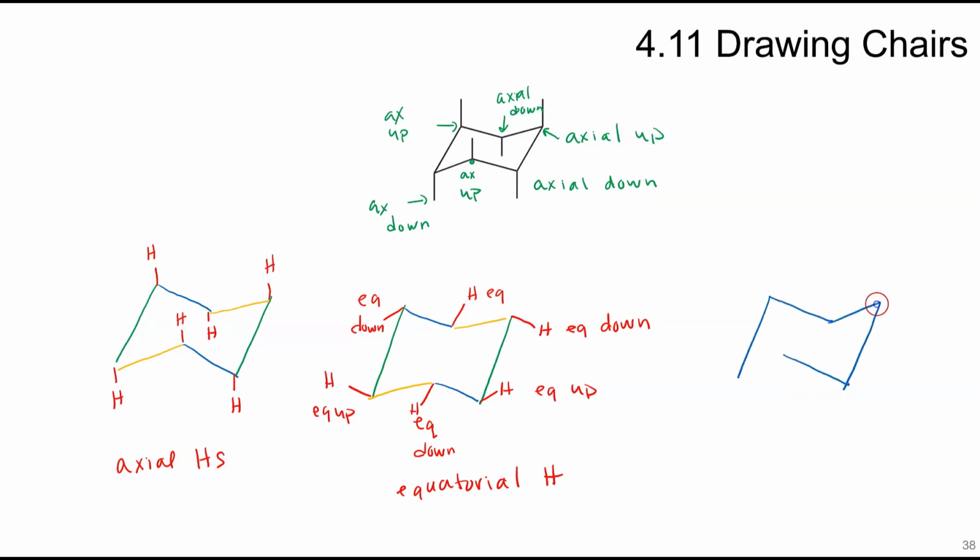So I'm going to draw one more chair so that you can see with all of the hydrogens on there. So all of the axial will be in red. So this is axial up, down, up, down, up, down. Okay, so on every carbon, again, there's an up and there's a down, and there's an axial and there's an equatorial. So this is down, up, down, up, down, up. So each carbon has an equatorial and an axial, and it has an up and a down. So this one is, and it's alternating. So this is down, up, down, up, down.